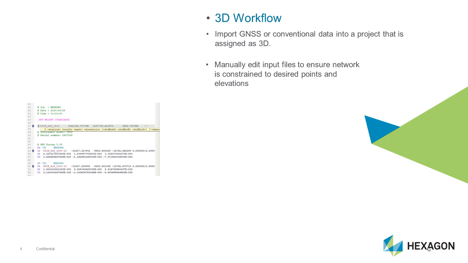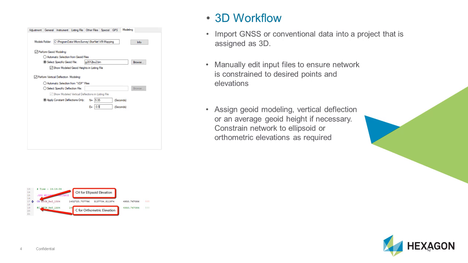You're going to typically manually edit your input files to make sure that your network is constrained appropriately to either desired points and elevations or a mixture of both. You've got the option of assigning geoid modeling over in the modeling section of the project options.